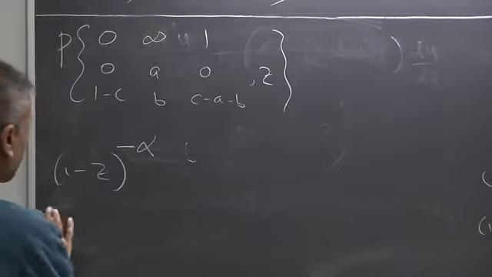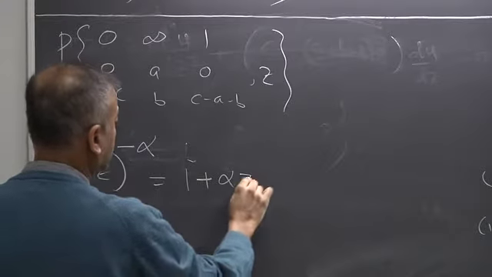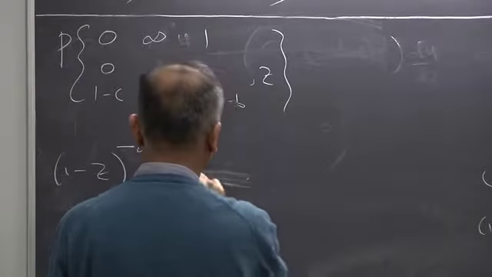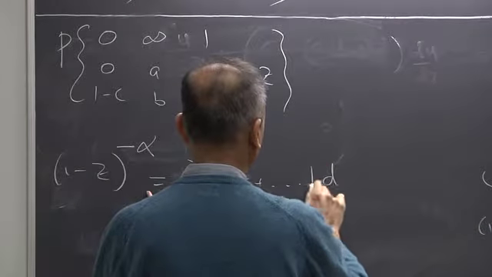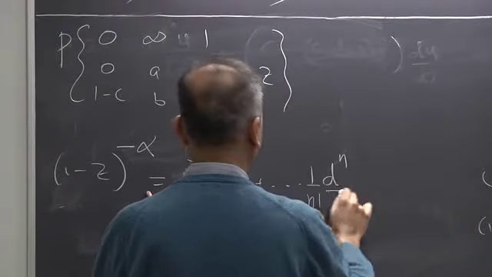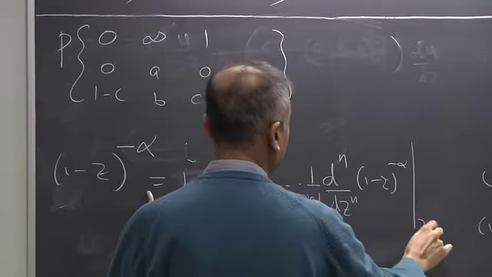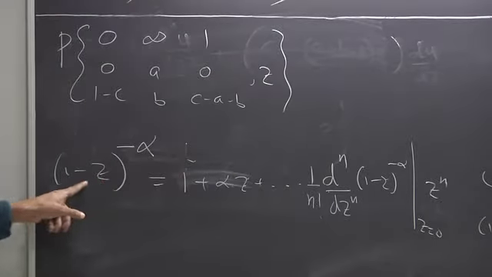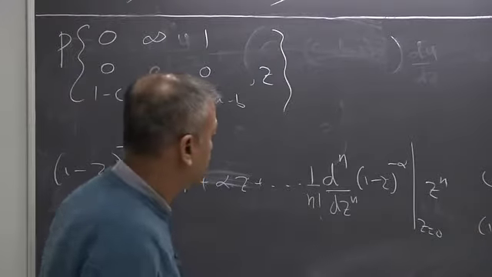So if I want to make an expansion, it will go like 1 plus alpha Z and so forth. We make a Taylor expansion near Z equal to 0. The nth term would be simply 1 over factorial n times dn by dZn of 1 minus Z to the minus alpha, evaluated at Z equal to 0, times Z to the n. That's a Taylor expansion, because at Z equal to 0 there is no singularity. It's analytic near Z equal to 0.